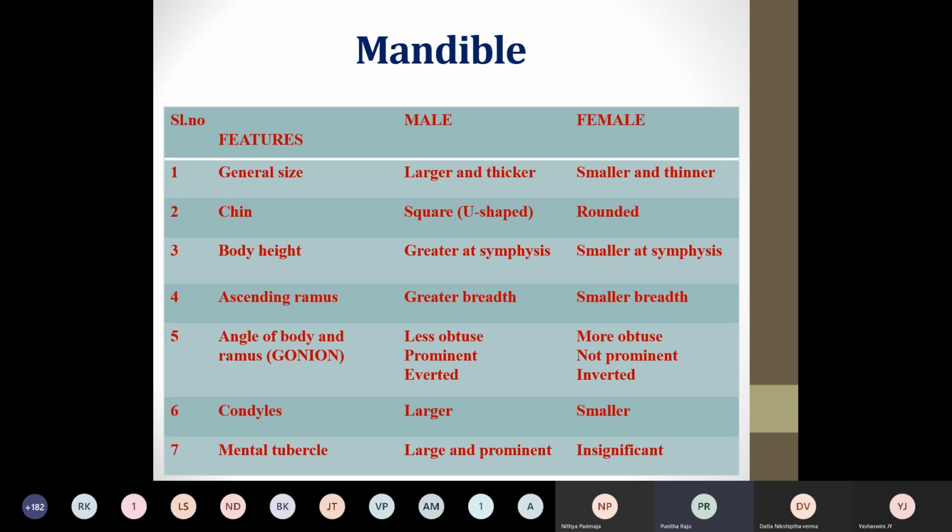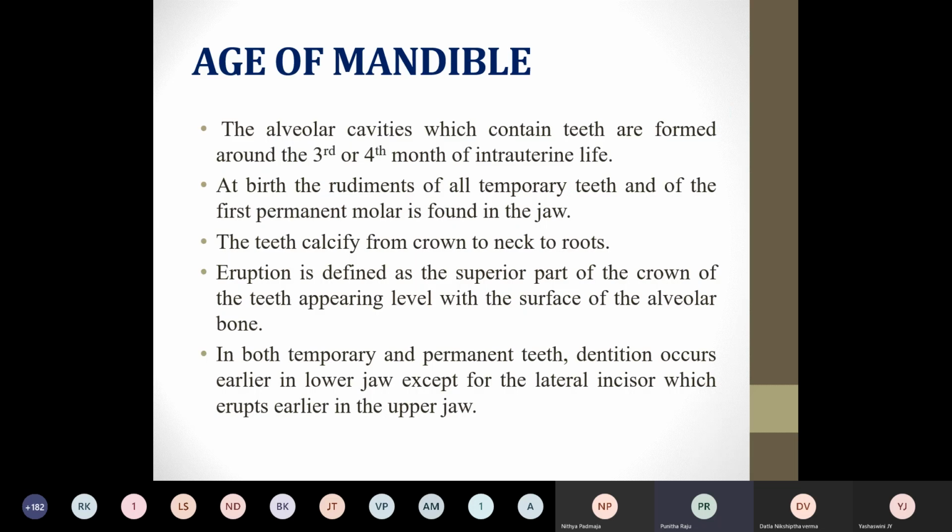And the condyles are larger in males and smaller in females. And even the mental tubercle: the mental tubercle is larger and prominent in males and in females it is insignificant. So these are the differences between male and female mandible. Next, coming to the age. Now you have studied how to identify the gender in case of a mandible. Next we will go for the age.